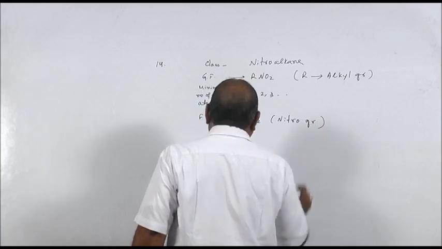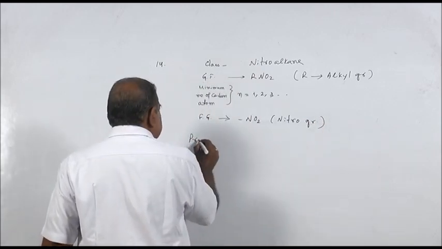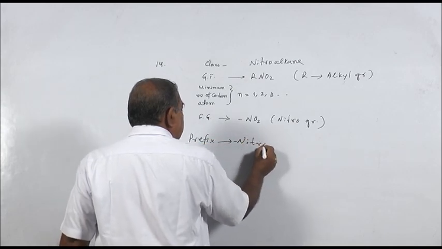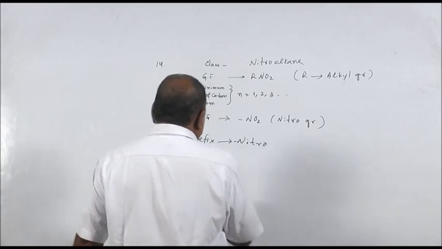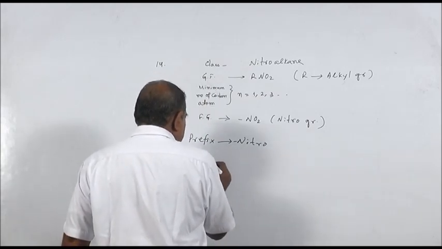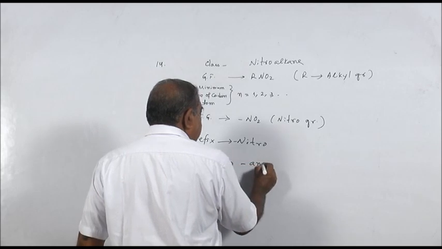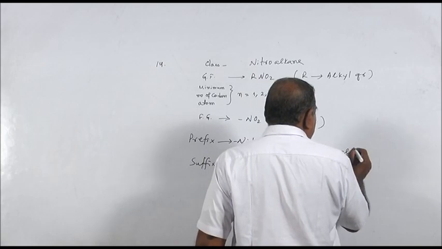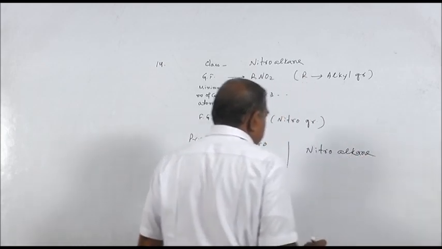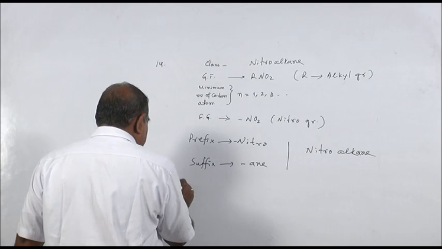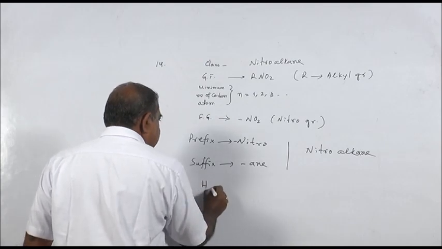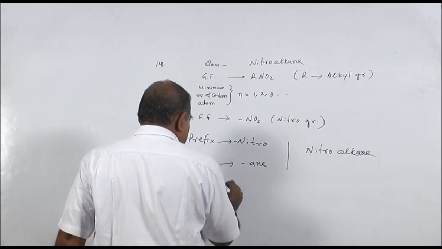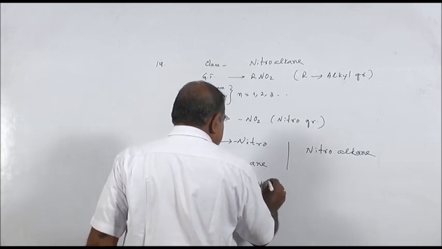Nitro group, and it has a prefix of nitro, and the suffix is the same as that of alkane, remains ANE. So the complete name will be nitroalkane. Nitroalkane. A few examples. Say CH3NO2. This is your nitromethane.